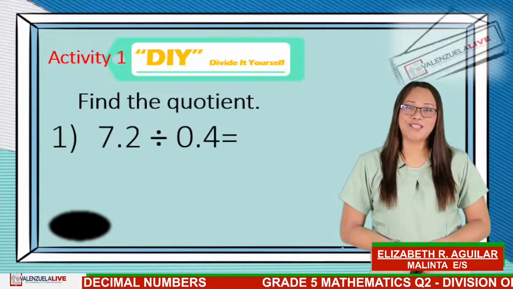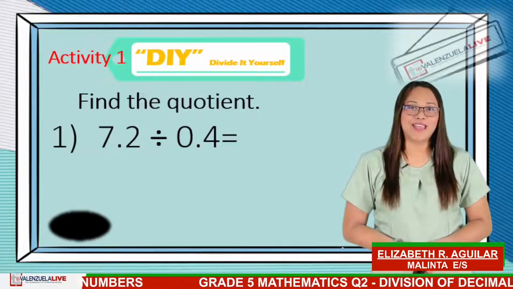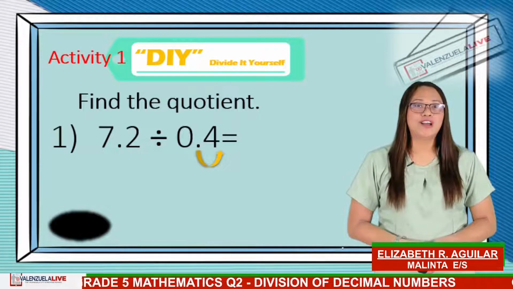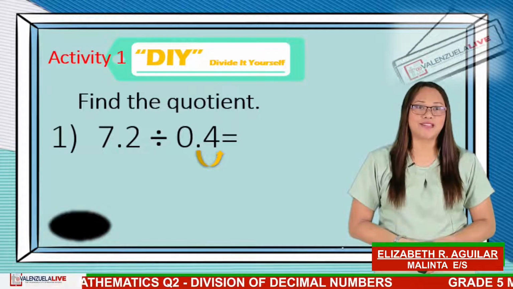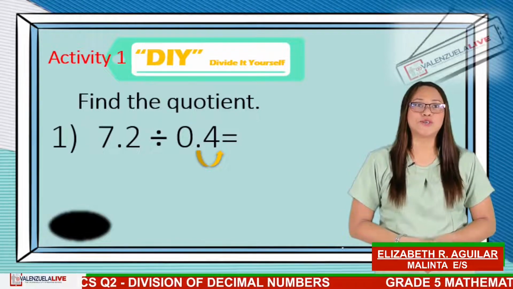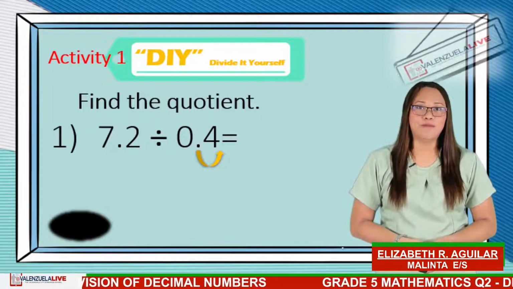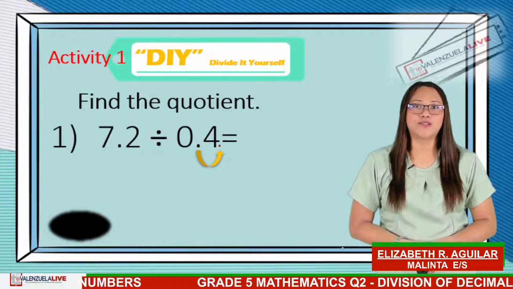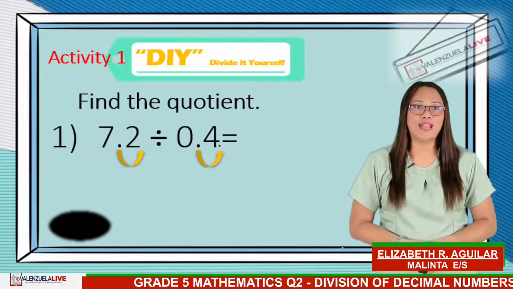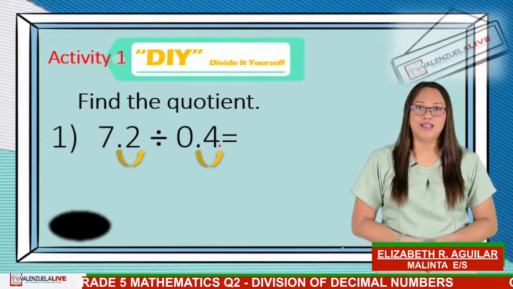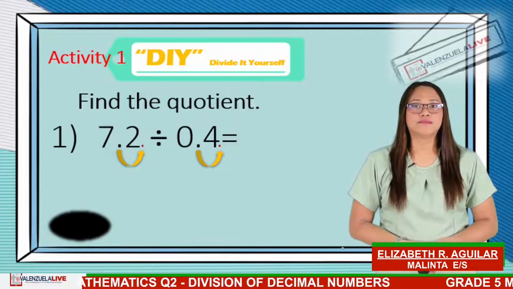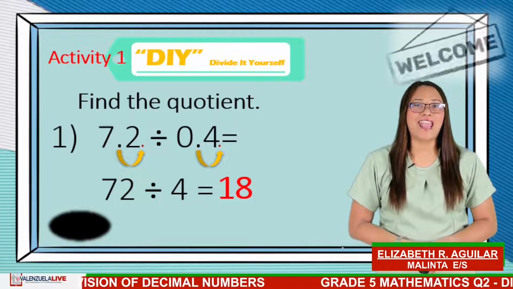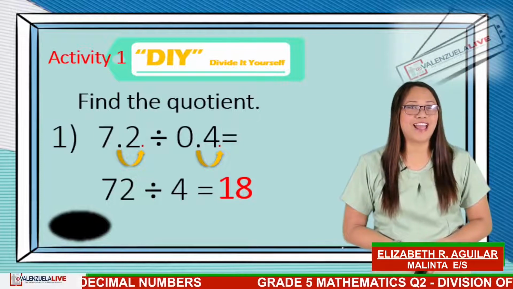All right, time is up. What's your answer? Okay, let's see if your answer is correct. So we need to move the decimal point to the right, one decimal place only, to make our divisor a whole number. So with our dividend, we need also to move the decimal point to the right, one decimal place only. So it will become 72 divided by 4. So the correct answer is 18. Okay, did you get the correct answer?